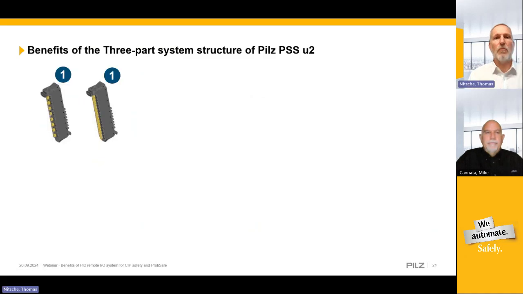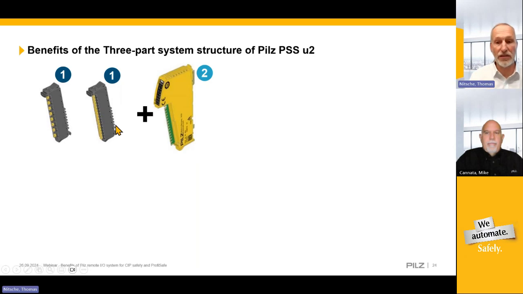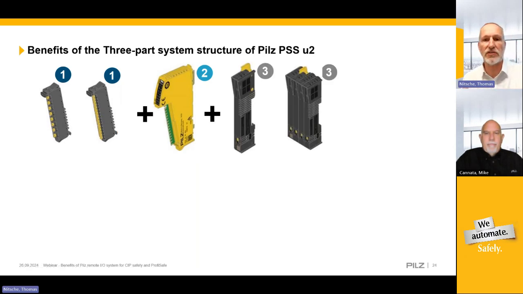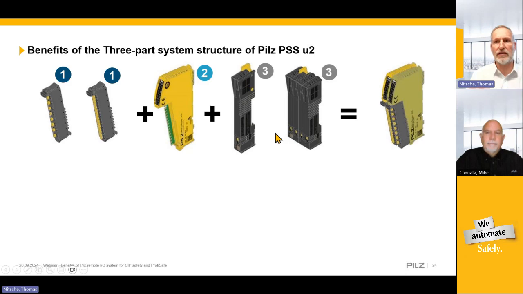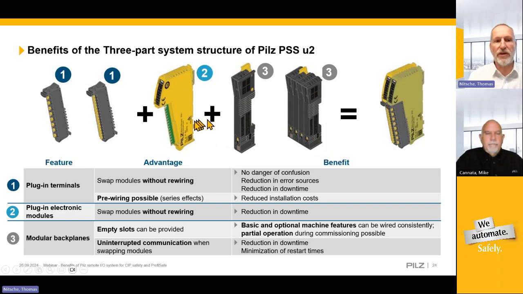Now, what does this three-part system structure mean? We have only two terminal blocks, one with 8-pin and one with 16-pin. You have the different modules available, and you have two choices of backplane: this one and a 4x backplane. Altogether this gives you a part of the system. What would be the benefits? You can swap modules without rewiring, for instance, because you can dismount the terminal block independent from the electronic module. You can pre-wire all of those and then just snap them into the hardware once the hardware is installed on the DIN rail.